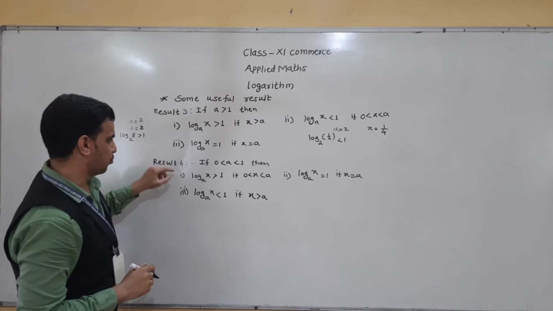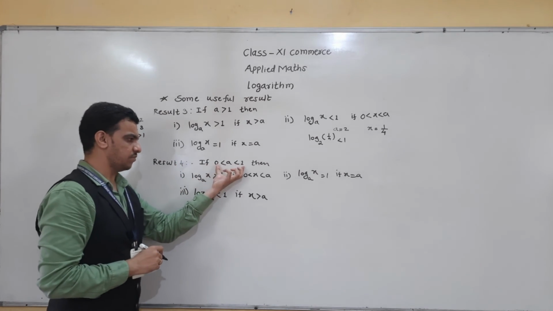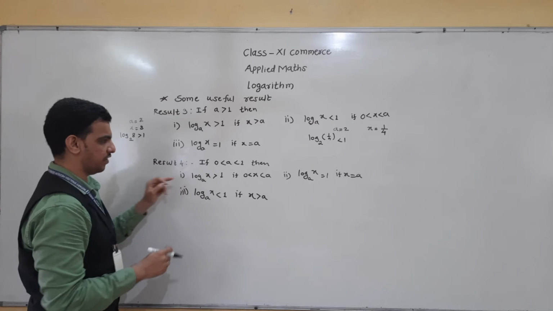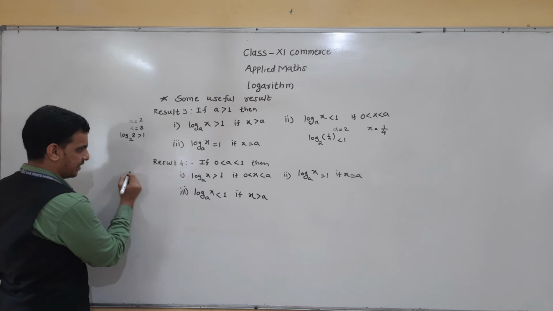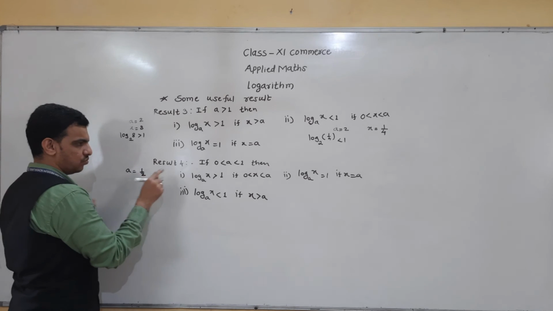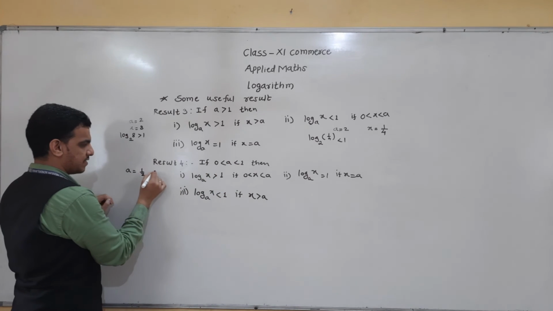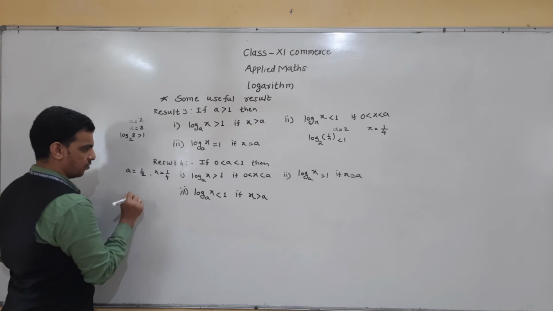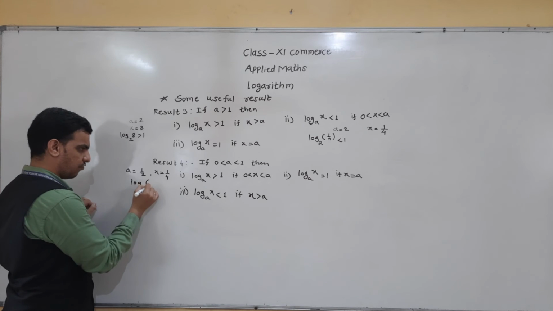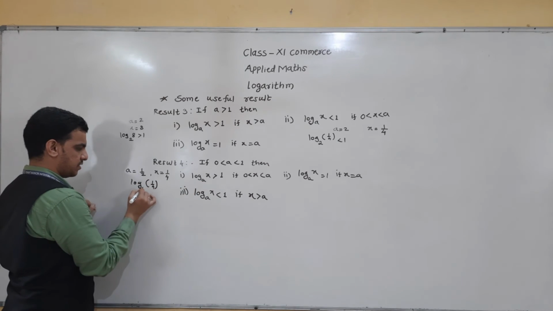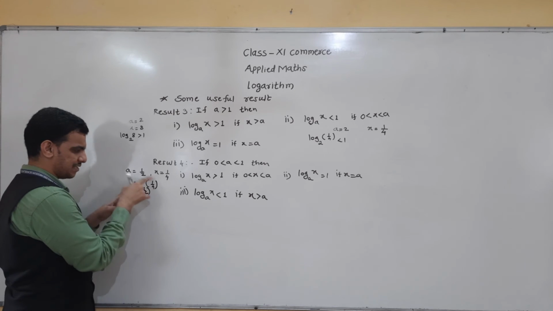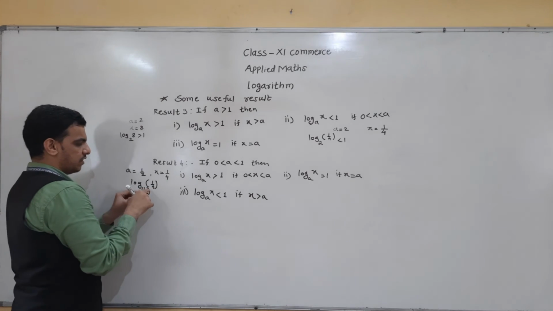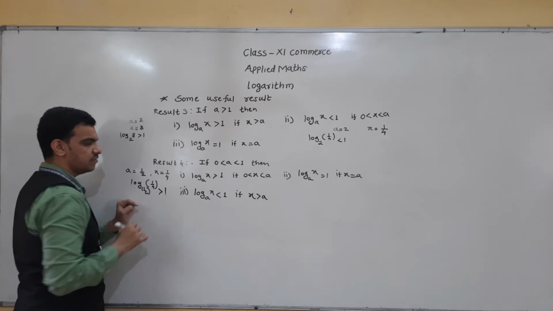Then the fourth result: if a is in between 0 to 1, then log x to the base a is greater than 1 if x is in between 0 to a. Suppose I take a equal to 1 by 2, which is in between 0 to 1, and x between 0 to a, so suppose x is equal to 1 by 4. So log of 1 by 4 to the base 1 by 2, the answer we will get is 2, because when we raise the power of 1 by 2 by 2, we get 1 by 4. So this is greater than 1.